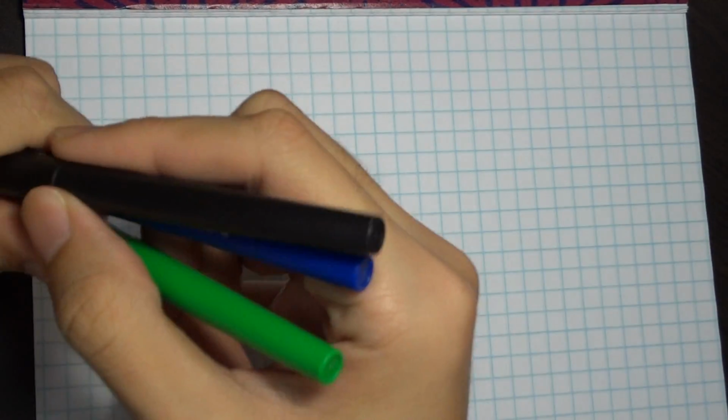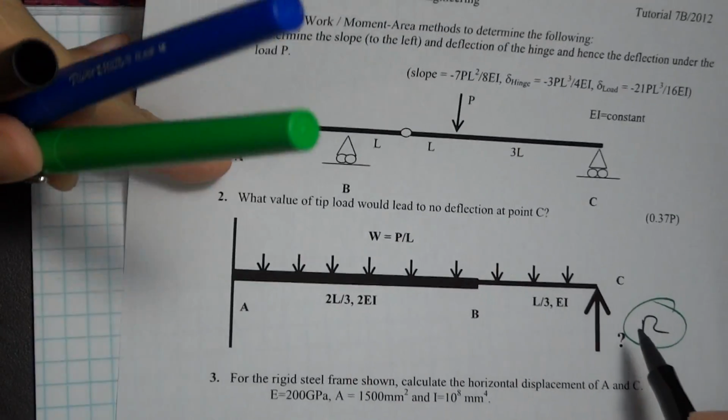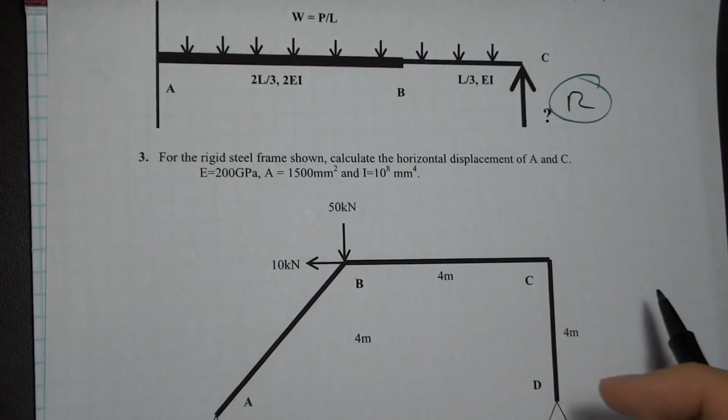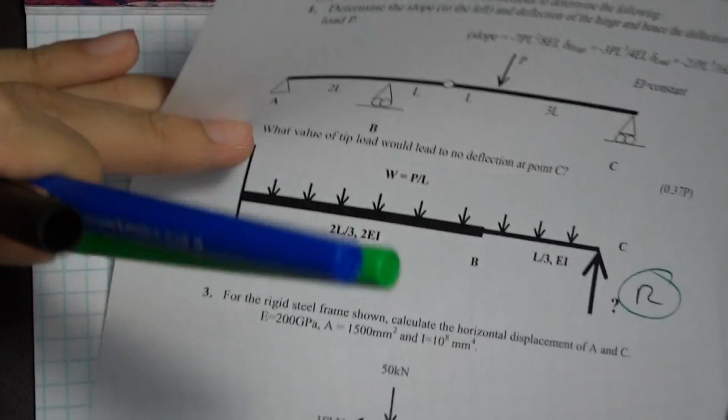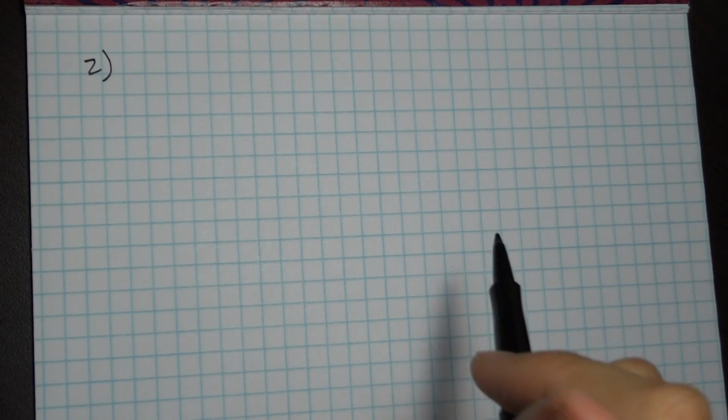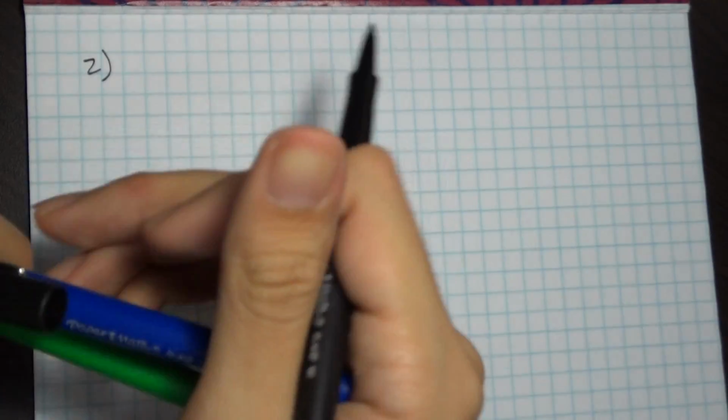Hi all, this is problem 2. I'm going to call this unknown load R. Sorry, I'm remaking this video, so I keep forgetting to state what my assumptions are. We're going to basically be using everyone's favorite method of superposition.